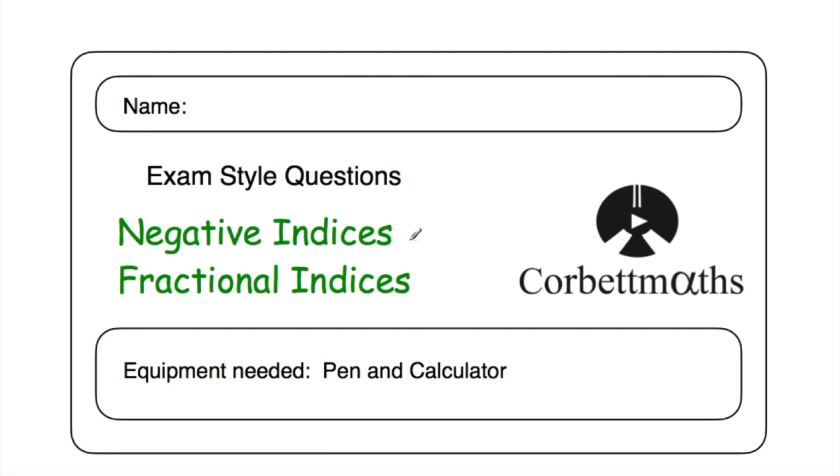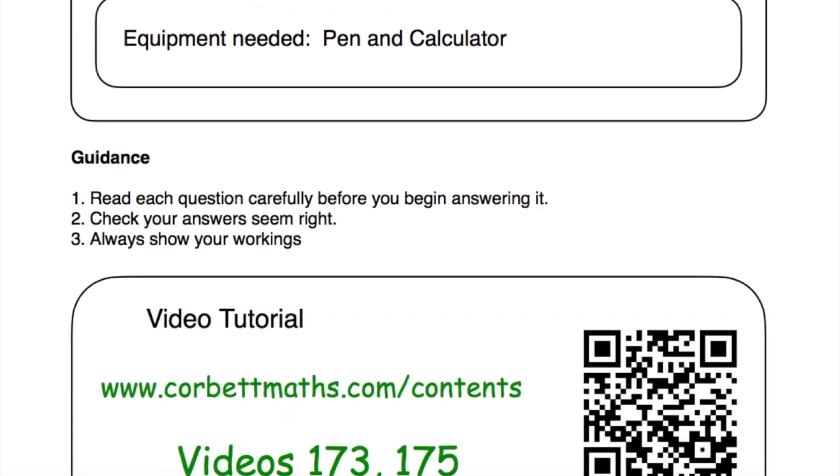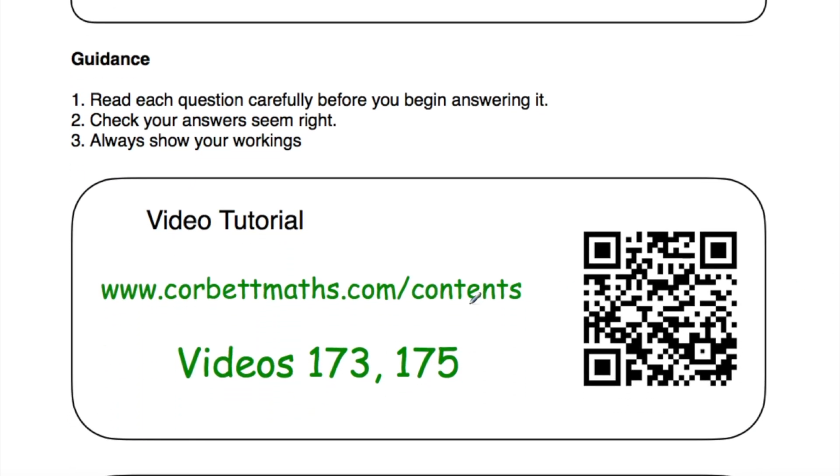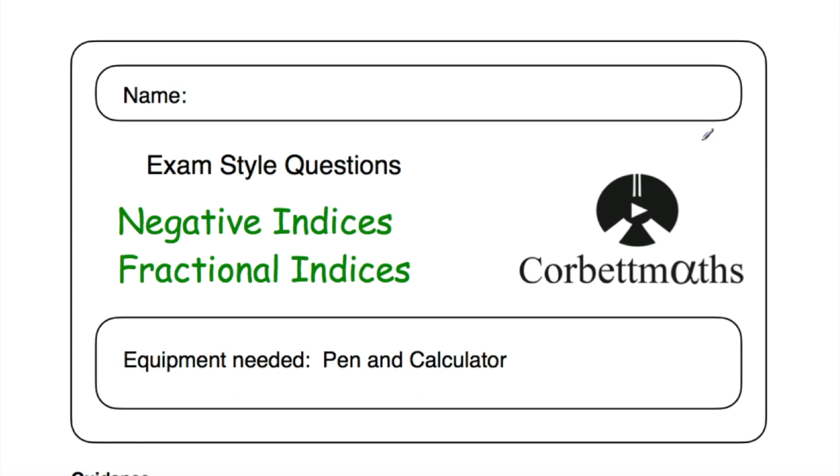In this video, we're going to go through the video solutions to the Corbettmaths Practice Questions on indices, and we're going to be focused on negative indices and fractional indices. If you need any extra help on fractional indices or negative indices, if you go to Corbettmaths and go to the videos and worksheet section and scroll down, video numbers 173 and 175, there are dedicated video tutorials there on fractional indices and negative indices. Alternatively, you can scan the QR code. But in this video, we're going to focus on the video solutions to the practice questions, so let's get started.